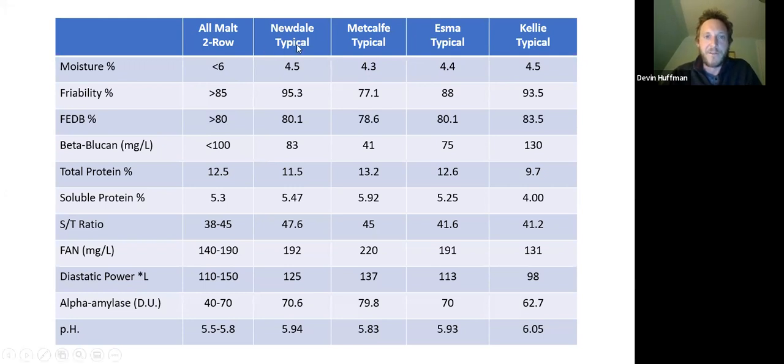And then this is our Newdale typical, based on 2019 Newdale barley that we were working with, and Metcalf typical again, the 2019 Metcalf crop. And then we've got Esma, which is one of the two varieties, and Kelly. These are the two new European barley varieties that we're working with at Germany. If you just run down the list and compare it to the all malt two-row, you'll see clearly how they're differentiating.